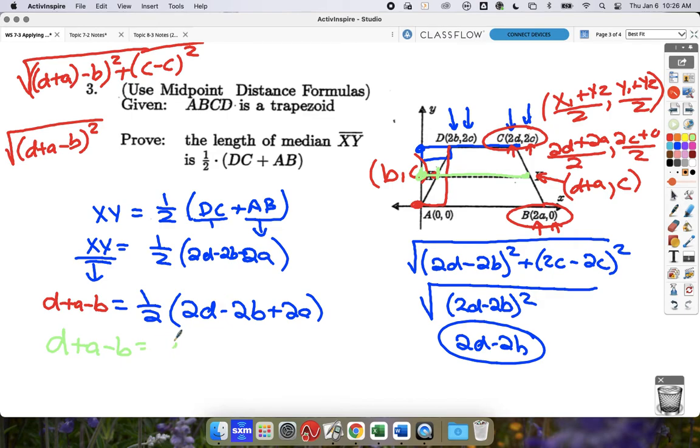Half of 2 is D. Half of negative 2B is minus B. And half of 2A is an A. Positive A, positive A. Positive D, positive D. Negative B, negative B. This is your proof. You did it. You made it true.